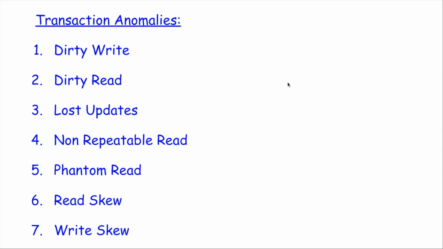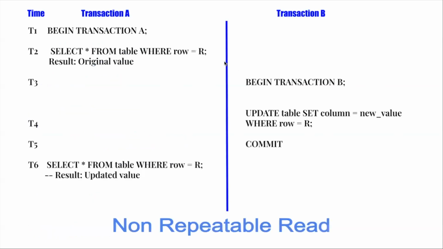I'll be going through some of these transactional anomalies and also showing a demo of one of the anomalies, and tell how serializable can avoid all these anomalies.